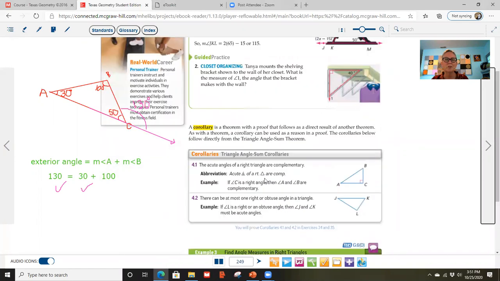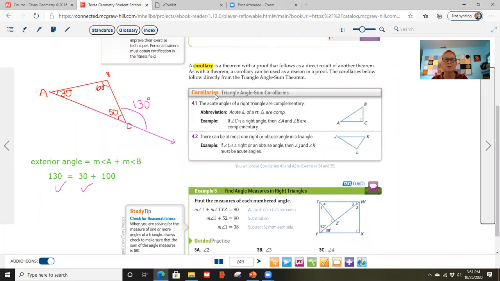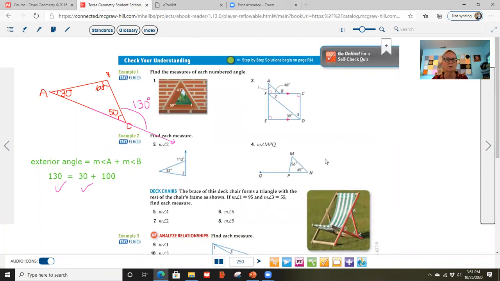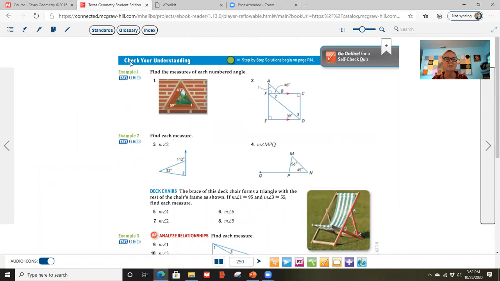And then it moves on to the corollaries that I already talked to you about, the triangle angle sum corollaries. And then there's problems to do, right? And I decided that I would use these check for understanding problems to go over, instead of having a PowerPoint with an example and click, click, click, they solve it. Okay, so for number 1 and 2, it says find the measure of each numbered angle.